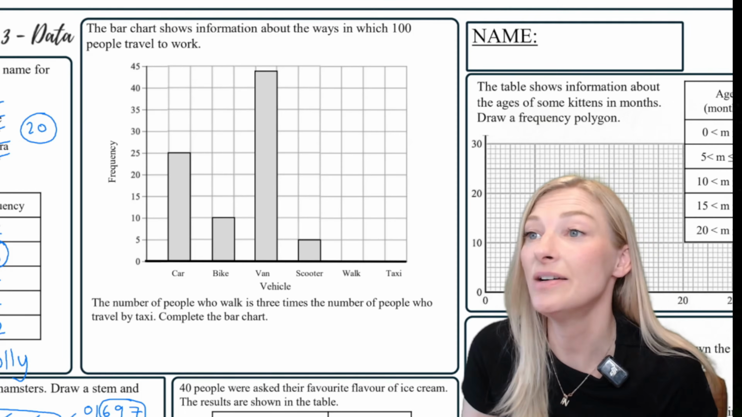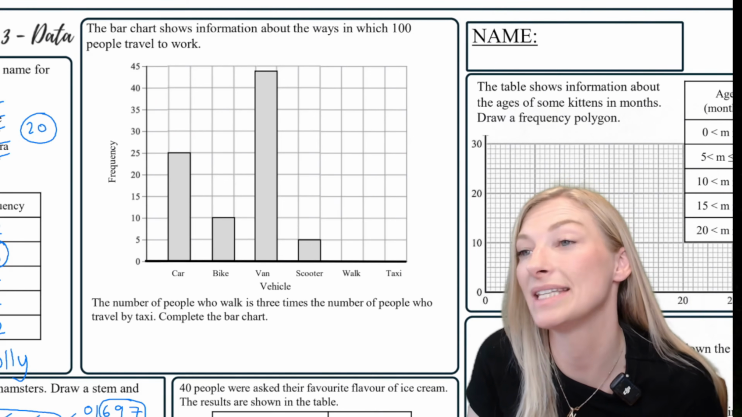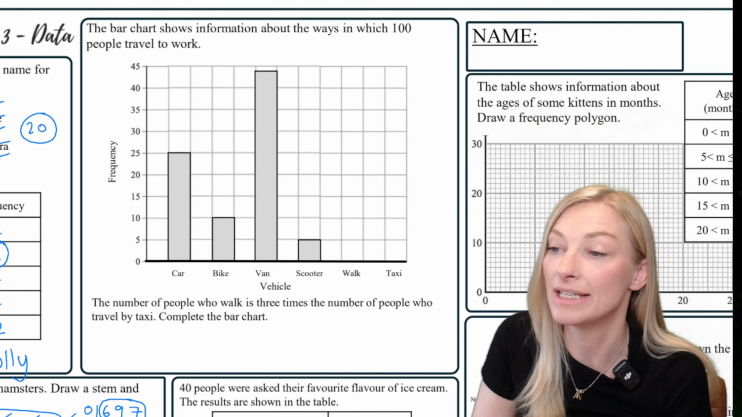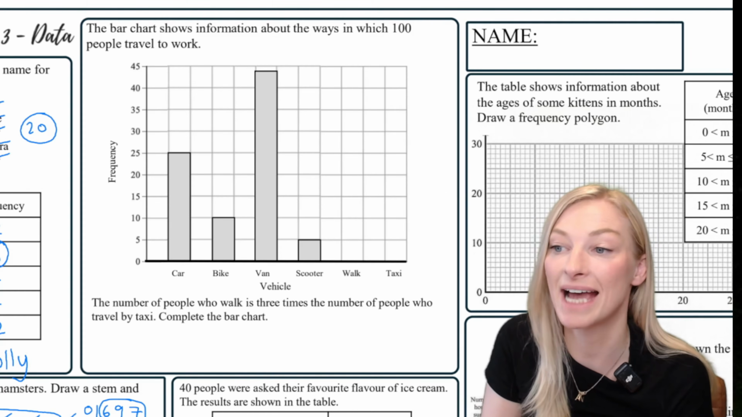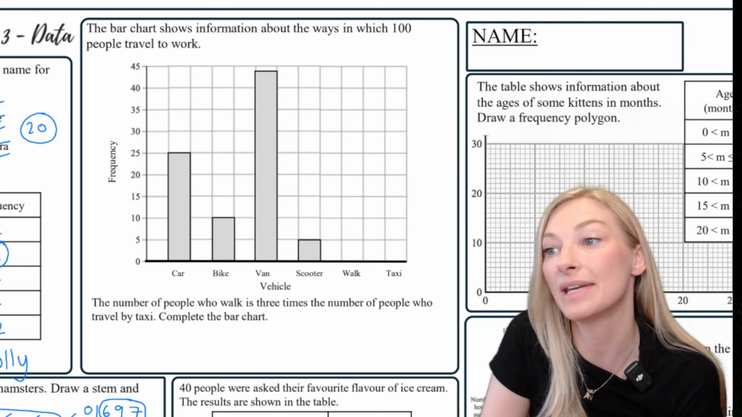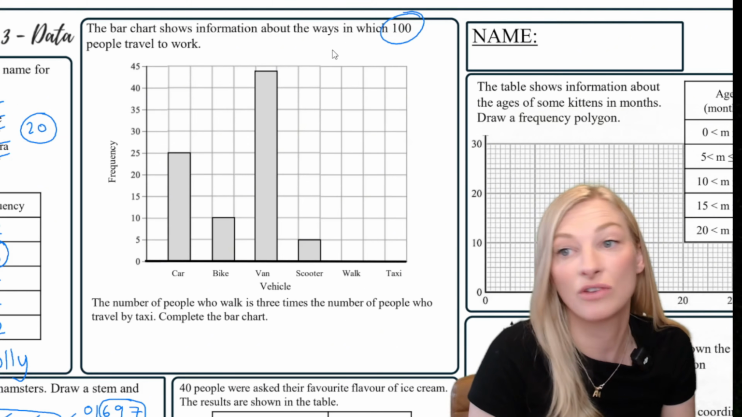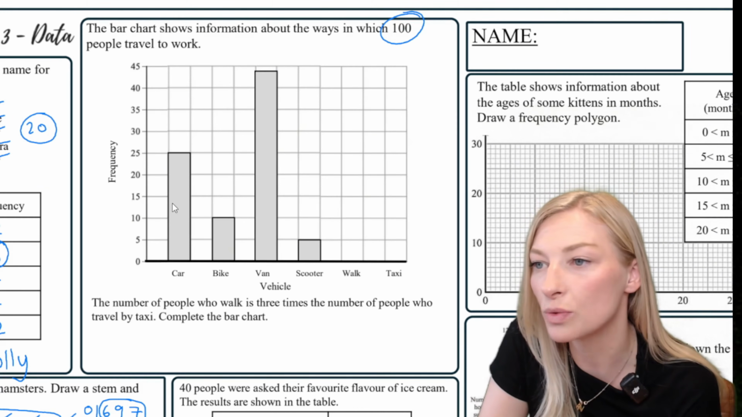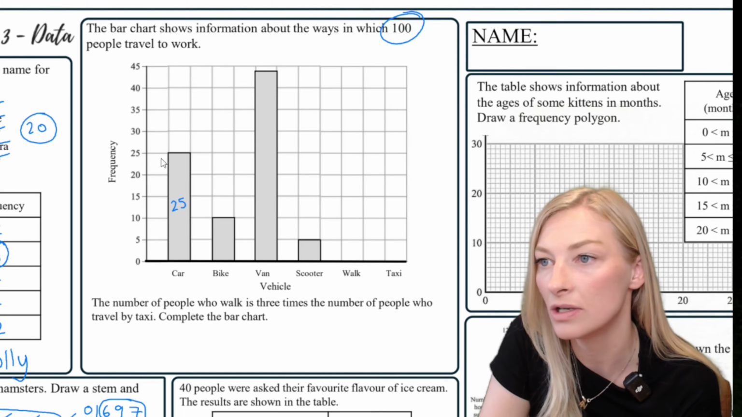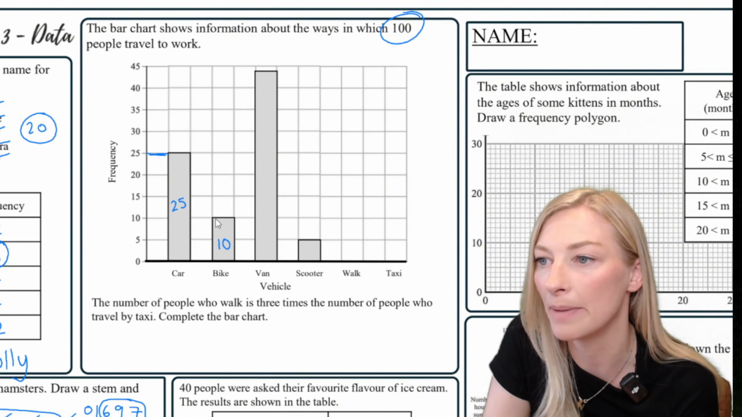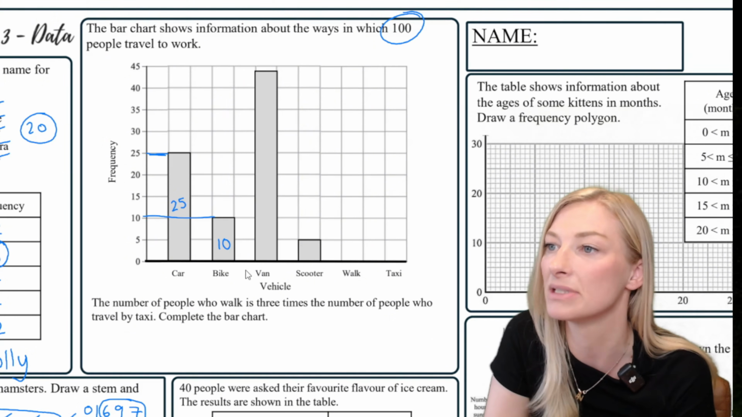Next, we have a bar chart. The bar chart shows information about the ways in which 100 people travel to work. The number of people who walk is 3 times the number of people who travel by taxi. Complete the bar chart. So again, we know all of these frequencies need to add up to 100. We're given 100 in the question. And we've got 25 people who come by car. We can see that bar goes up to 25. We've got 10 people who come by bike. We can see there, that bar is up to 10.